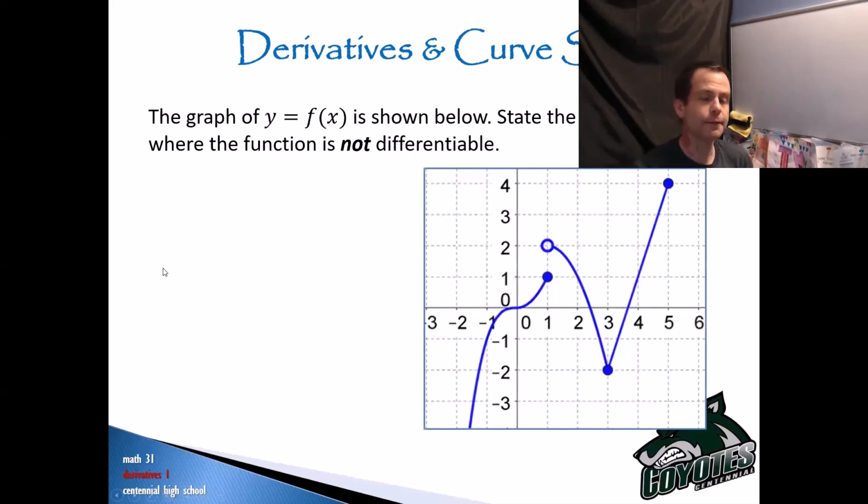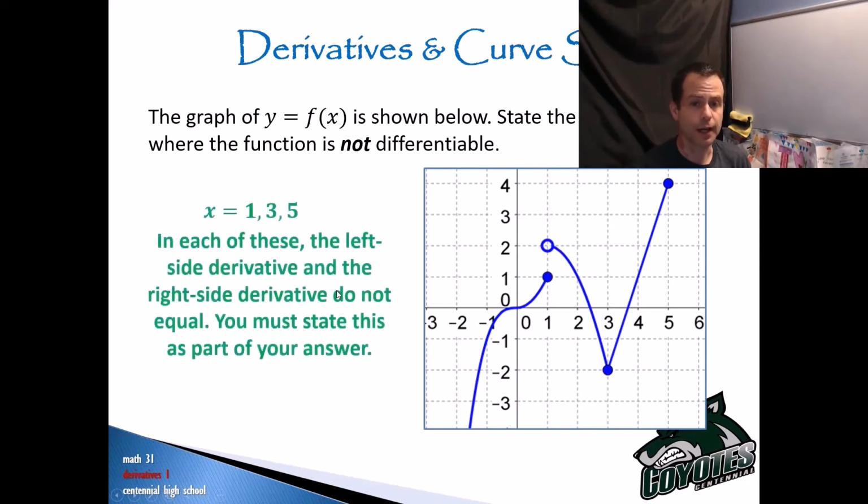Okay, the graph of y equals f of x is shown below. State the values of x where the function is not differentiable. Okay, I would want your eyes to dart to a few different places. I'd want you to look at x equals 1, at x equals 3, and at x equals 5.